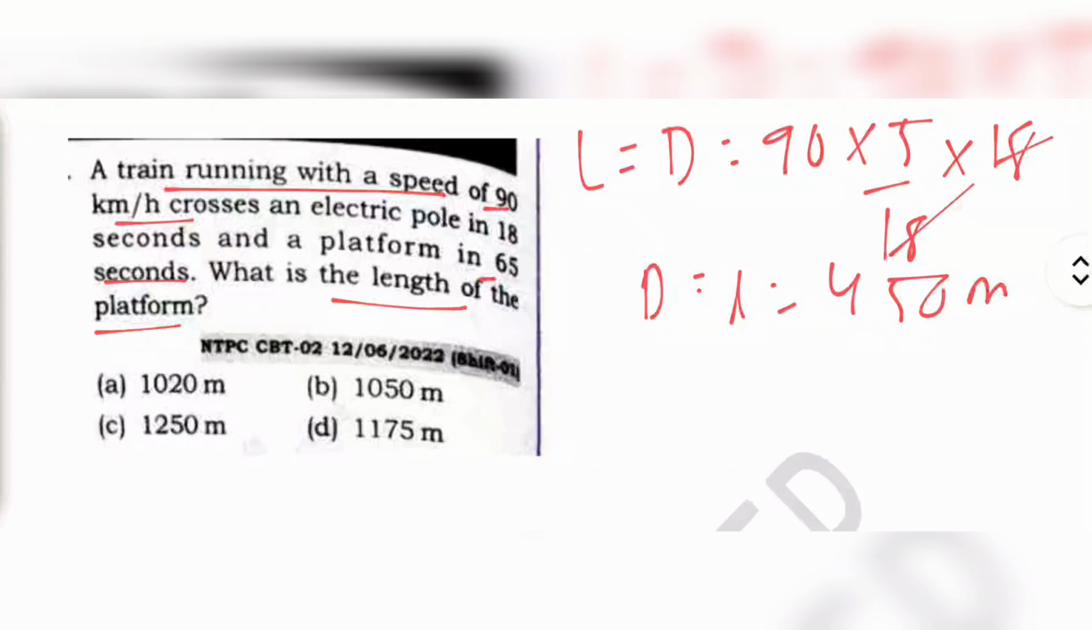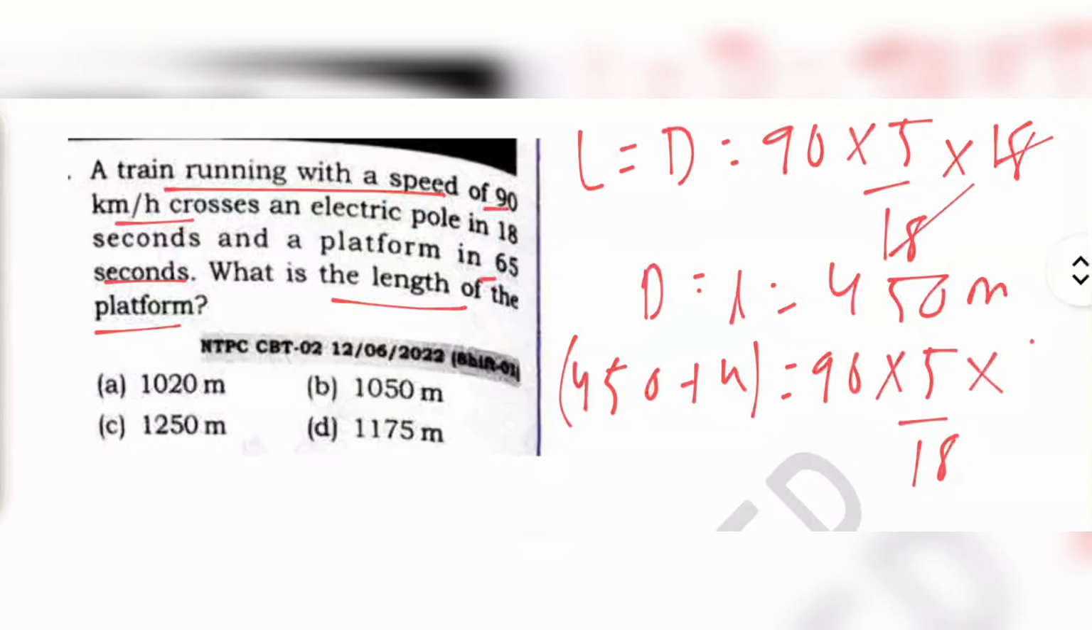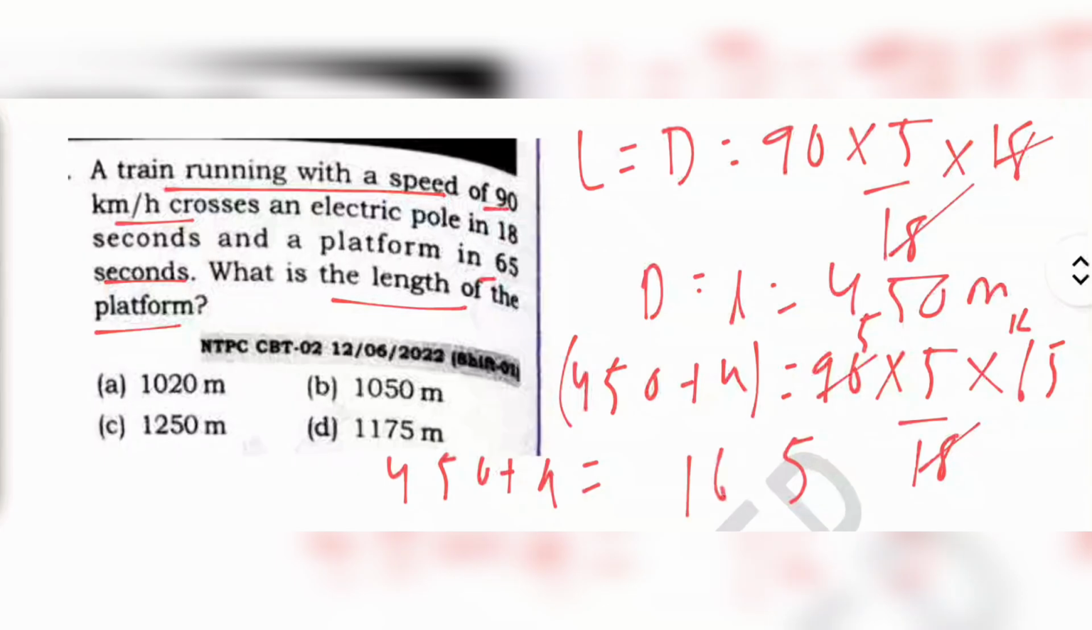Now the distance is nothing but speed into time. What is the total distance? The length of the train plus the length of the platform, which you have to find, is speed into time. Speed is 90 kilometers per hour into 5 by 18, which gives meters per second, into 65. So 450 plus x is nothing but 25 into 65. 25 fives are 125, 25 sixes are 150, plus 12, it is nothing but 1625. So x is nothing but 1175 meters.